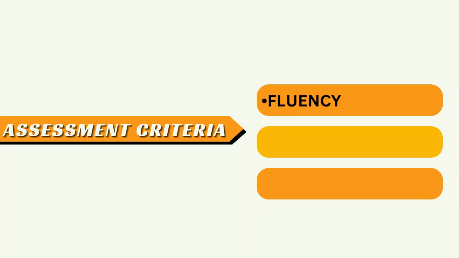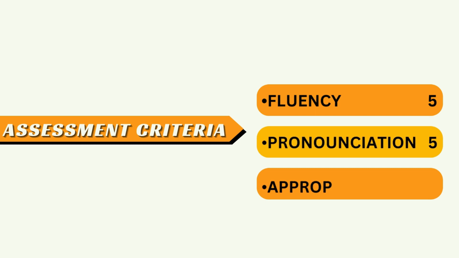criteria. Let us see how the response that you record is assessed by PTE Core. In this task, there are basically 3 criteria for which you are assessed. They are fluency, pronunciation, and appropriacy. Let us delve deep into them. My first criteria is fluency. Now what does fluency mean?